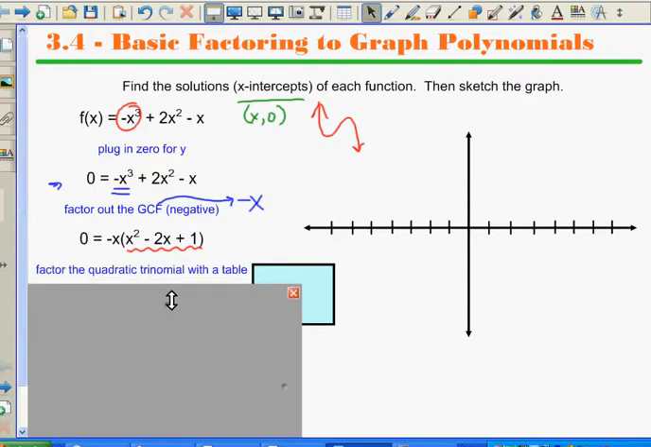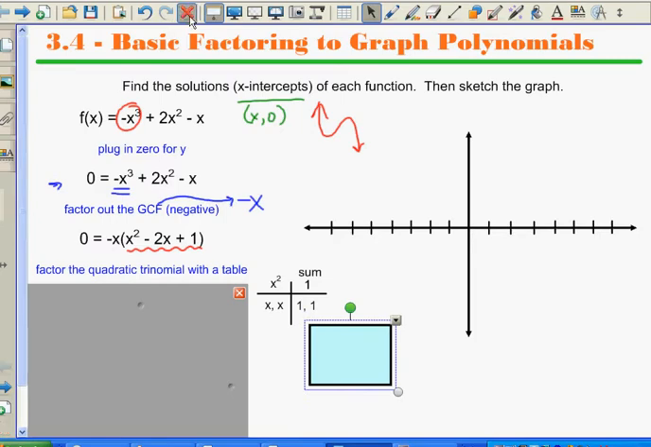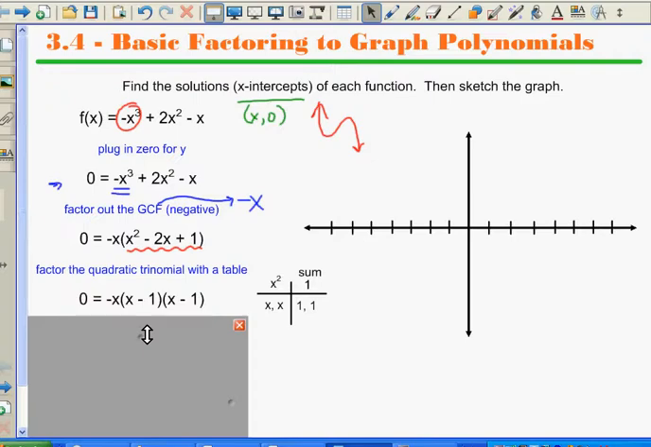So we need to factor that with a table, right? I've got a little table here where I put in that we would be doing a sum table because the 1 is positive. Our only choices are 1 and 1. Those 1 and 1 do have a sum of 2, so that looks good. I went ahead and factored it. Both of the ones will have to be negative so that we get our negative 2 in the middle.